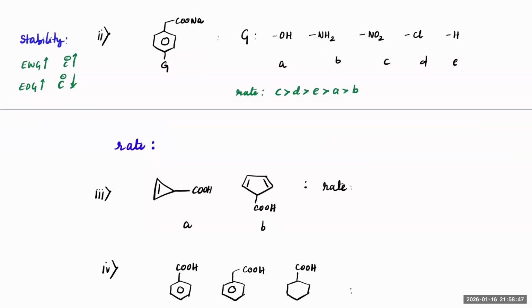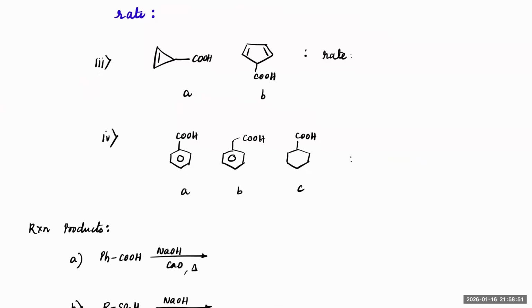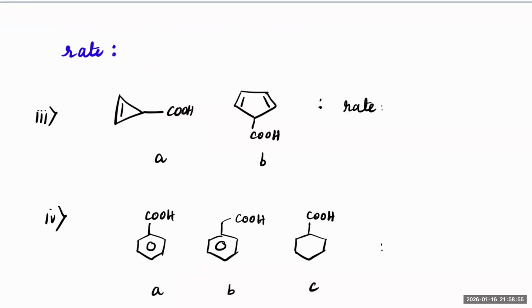So this is the case you need to follow in this. Third case, observing these two cases, you can see what carbanions we can get here. One carbanion is like this. The other carbanion is this one. So you can see between A and B, the B is aromatic. This is anti-aromatic. So rate would be B greater than A.